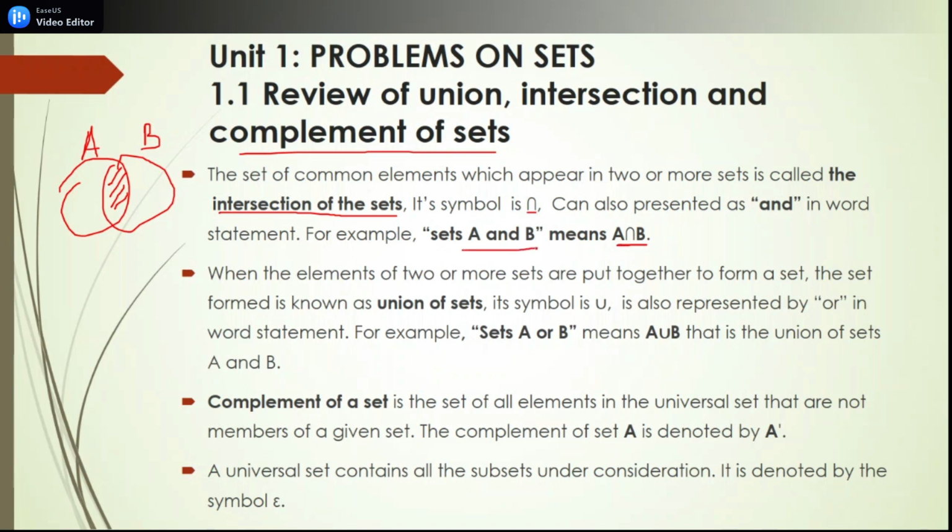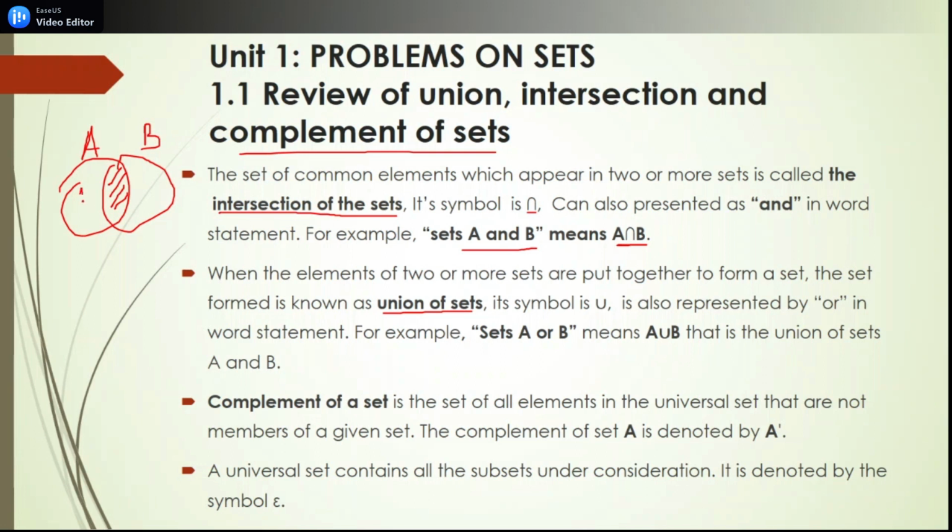You can also find what is union. A union is formed when the elements of two or more sets are put together to form a set. The set formed is known as a union. So for a union, we count the elements of A, we add the elements of the intersection, then we add the elements of B. We count the elements of the intersection one time, even though those elements are located in the two sets A and B.